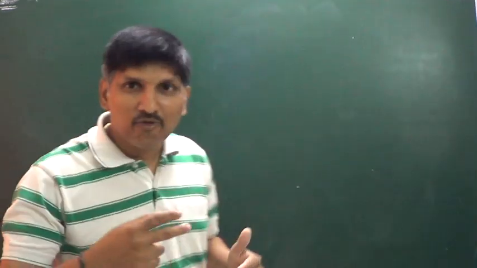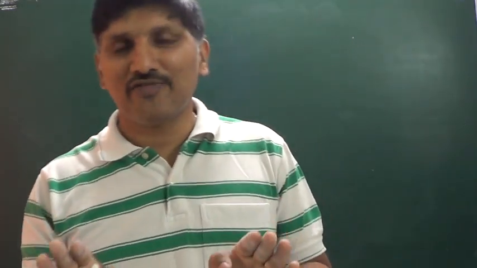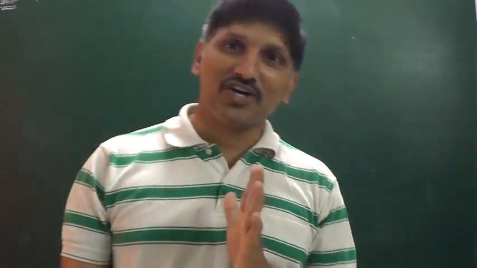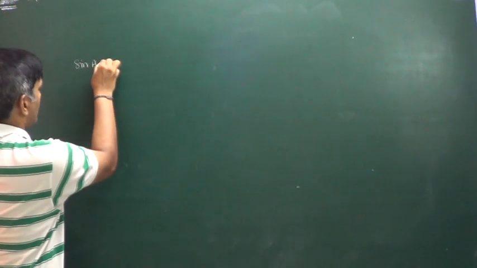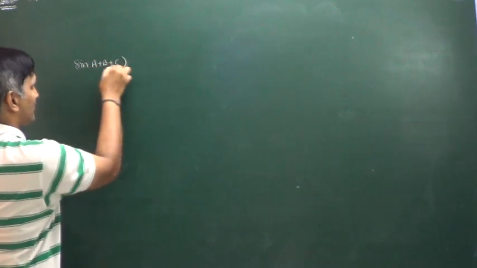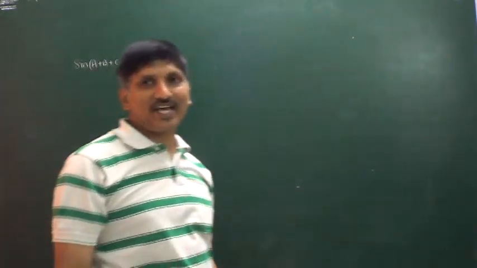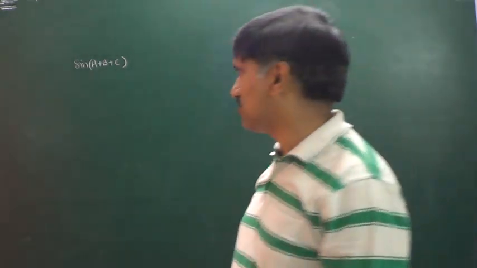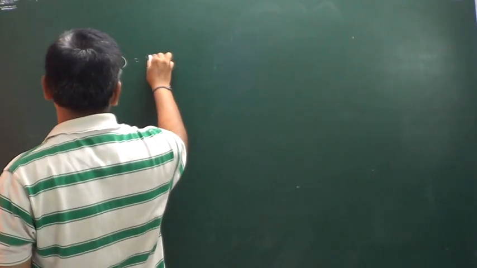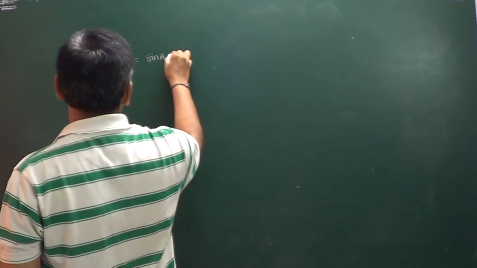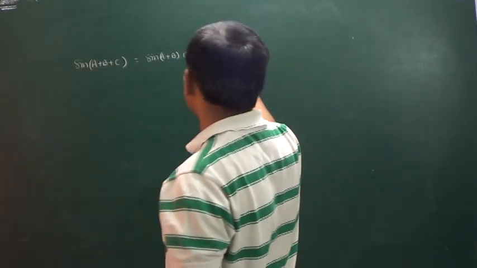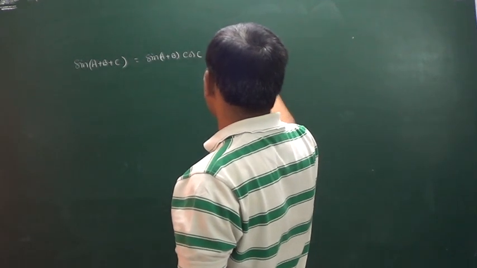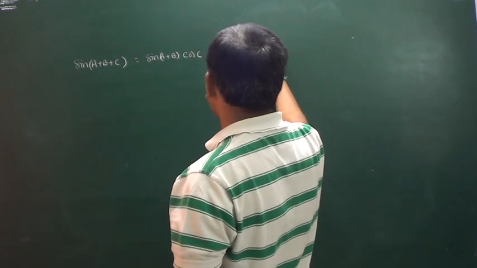Whatever I am going to discuss now is not required for the board exam purpose. These are required for objective exams. Let us see. The first one I am discussing here is sin(A+B+C). Sin of (A+B+C) is equal to sin(A+B) cos C plus cos(A+B) sin C.